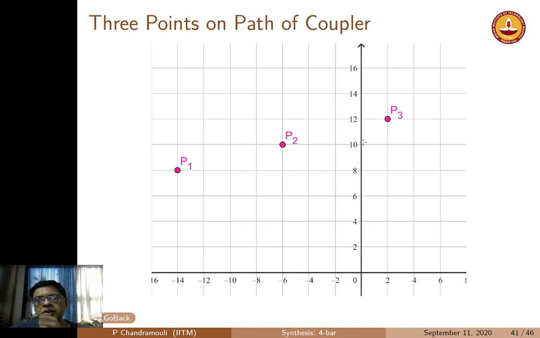that I want a point on the coupler to go through: these 3 points, P1, P2 and P3, which of course lie on a straight line. But we are going to demand that in these 3 positions, a coupler point should coincide with P1, P2 and P3.